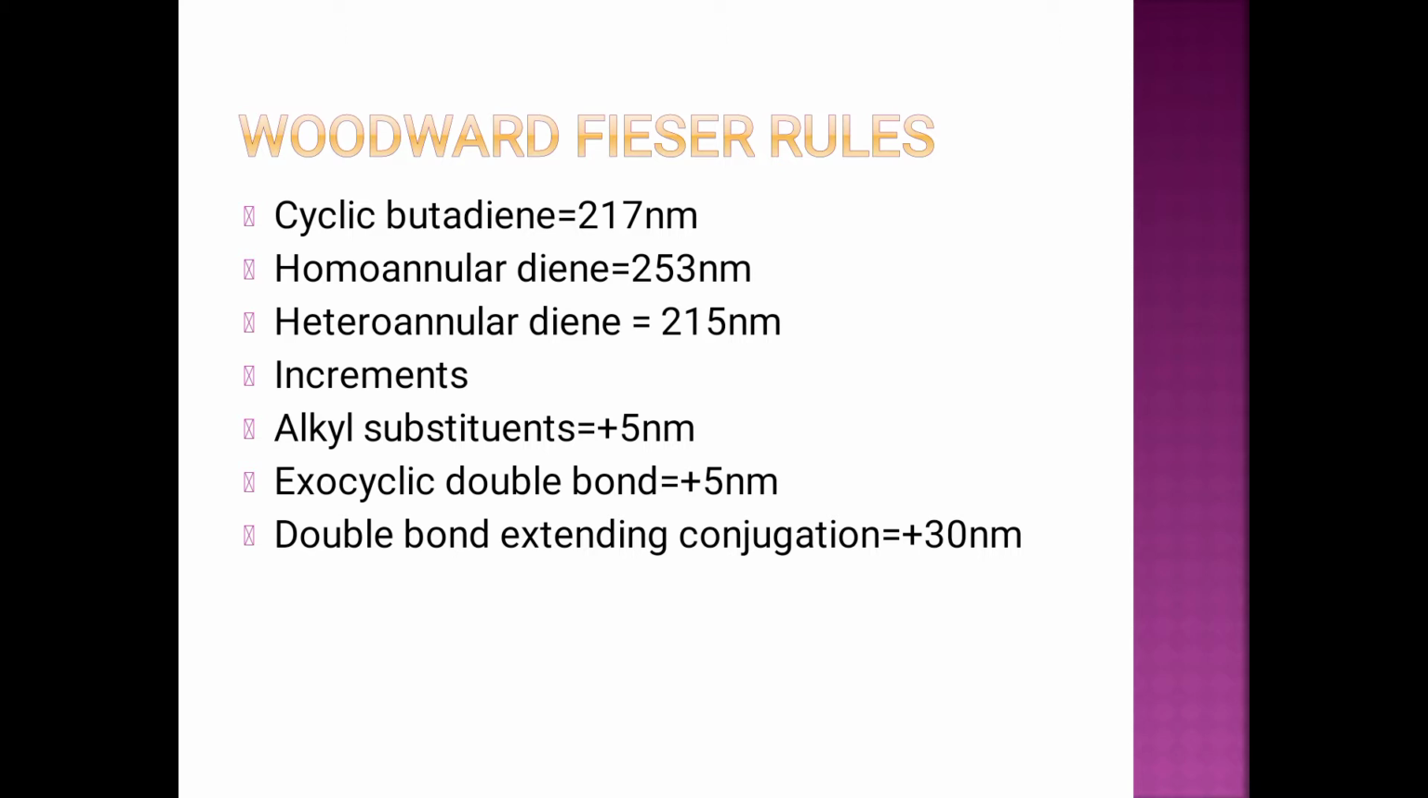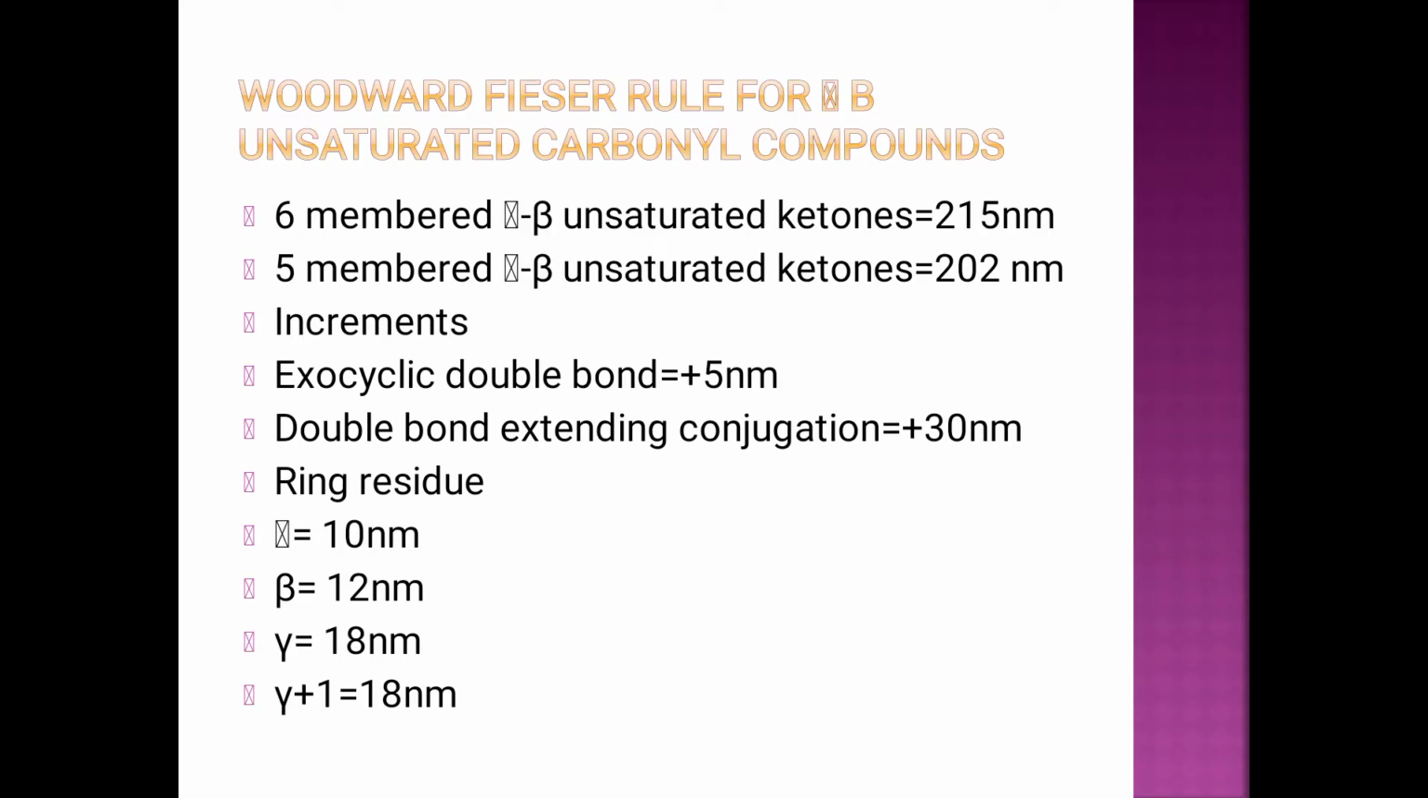Then you have a double bond extending a conjugation. When I say a diene, meaning there are two double bonds. Now, from the term double bond extending conjugation, it is quite clear there must be a third double bond or a fourth double bond in conjugation. So for each such double bond, you will be adding a plus 30 nanometer.